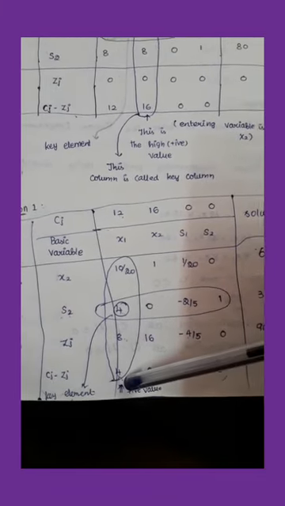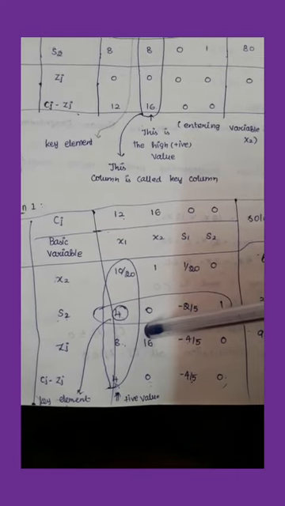See the intersection element. The intersection element is 4. So this 4 is said to be the key element. Again we need to iterate, because we have got a positive value here. We need to do the second iteration.